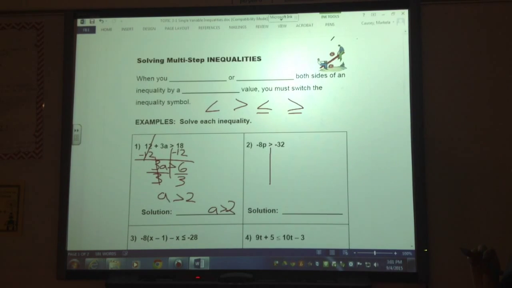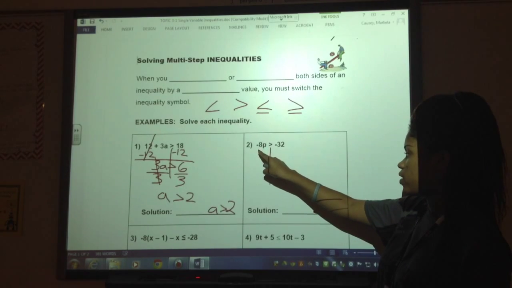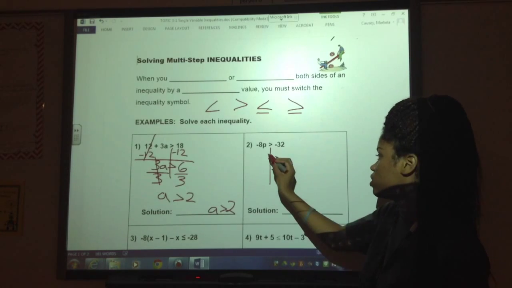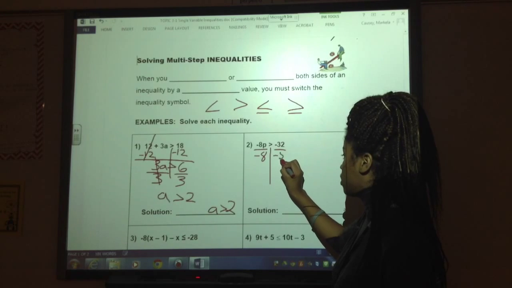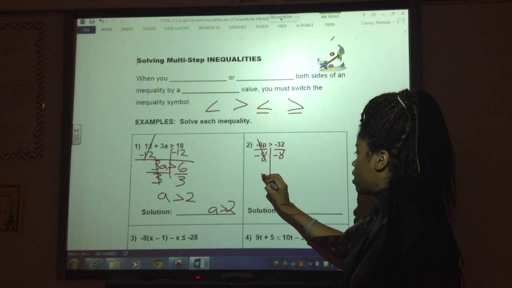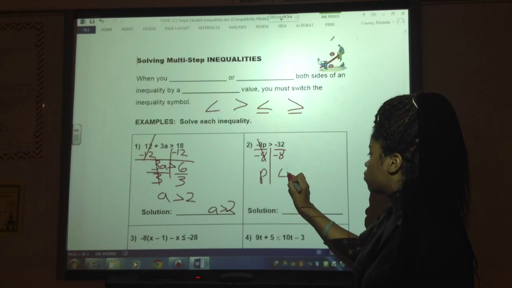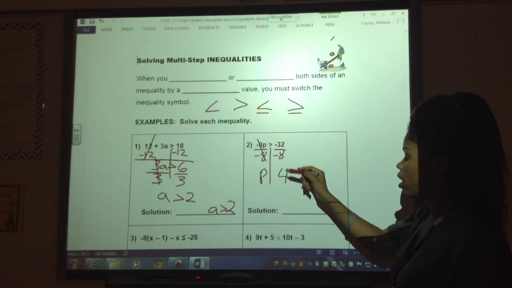I need to get p by itself, so I'm going to divide because this says negative 8 times p. The inverse of multiplication is division. Divide by negative 8, divide by negative 8. I have p, and 32 divided by negative 8 is negative 4. Now here, I am not going to copy the inequality.